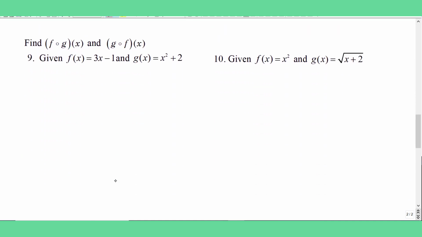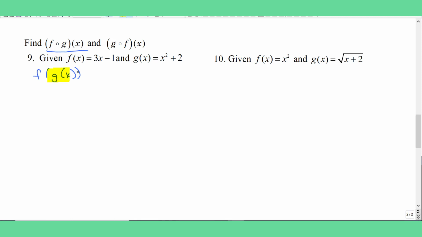Let's now look at it from an algebraic perspective. Okay, so we're going to be asked to find f of g of x and g of f of x. All right, so we're going to start with this one. So f of g of x. This is your input.